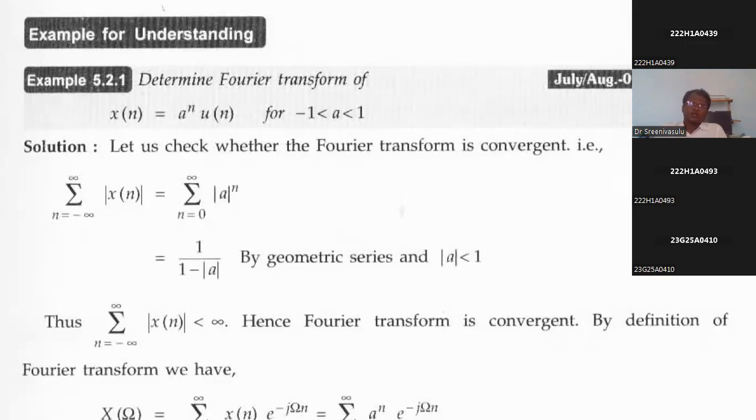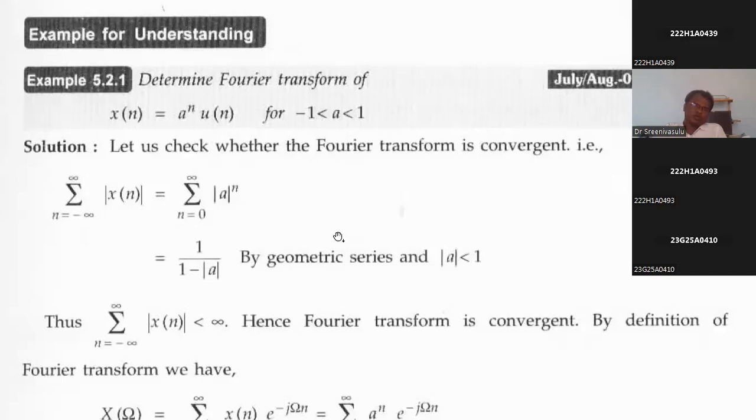Now n greater than or equal to 0 means what are the limits here? N takes the values from 0 to infinity. So substitute here n equal to 0 to infinity, then magnitude of a power n. Within these limits u of n is anyway 1. So n equal to 0 to infinity, magnitude of a power n.